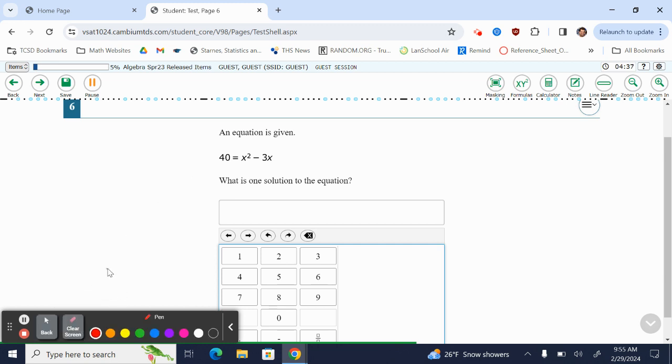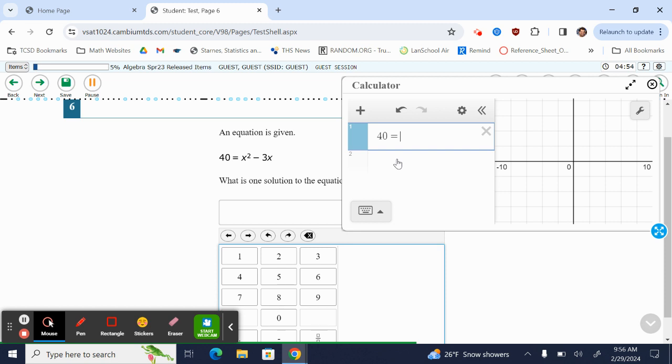So there is a technique to use that does not involve Desmos, but here I'm going to use Desmos. What I'm going to do is the following. There is only one variable involved. X is the only variable. If I try to type this in all at once into the calculator, watch what's going to happen. 40 equals x squared minus 3x.